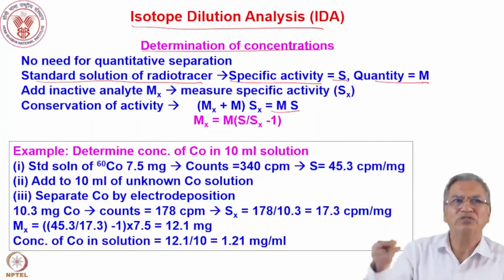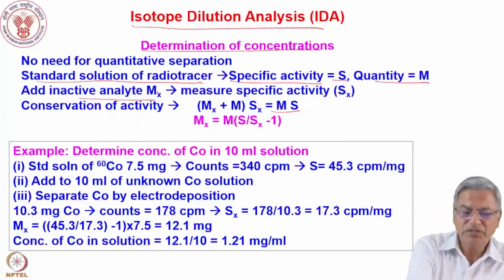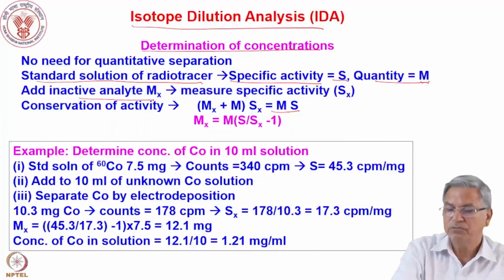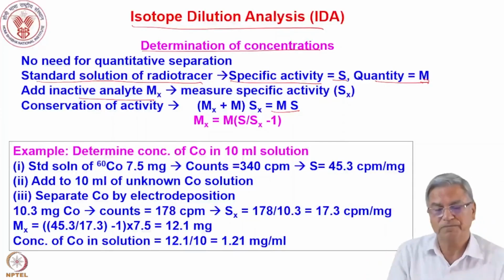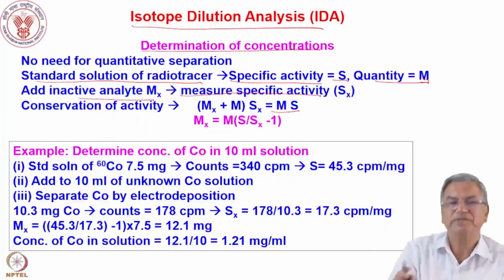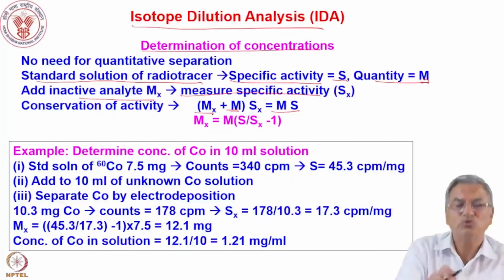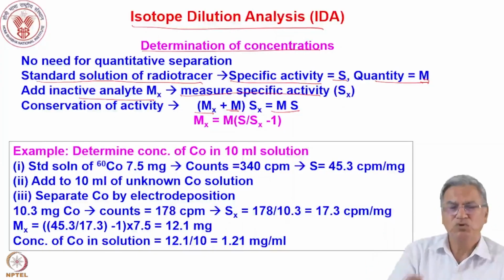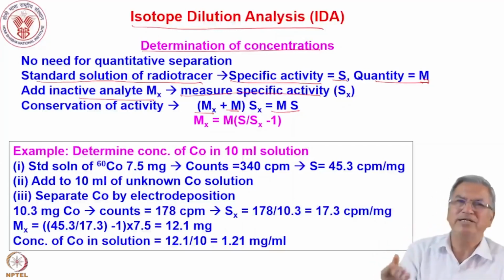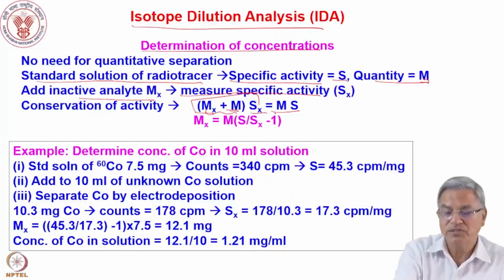Now you want to find out the concentration of an unknown analyte Mx. So what you do? You add this unknown analyte to the standard solution of the same element, but tagged with a radiotracer, and then you measure the specific activity. So you have now the standard solution and the unknown solution. Total, you have your quantity Mx plus M, which will have a reduced specific activity because you have added some inactive metal ion.